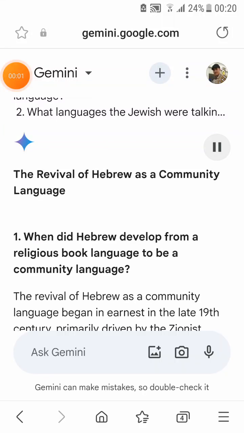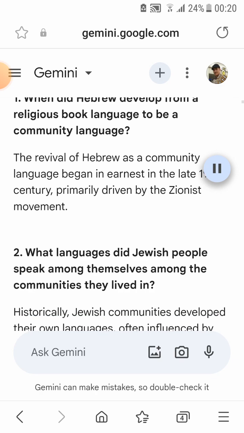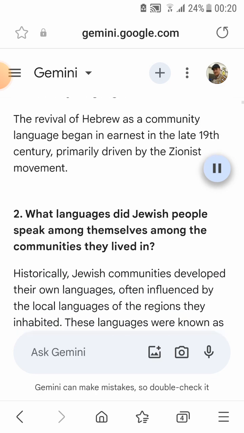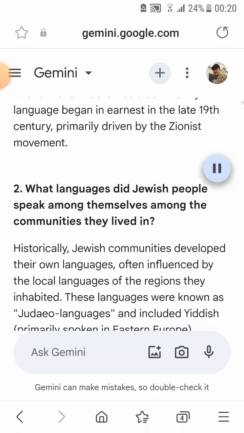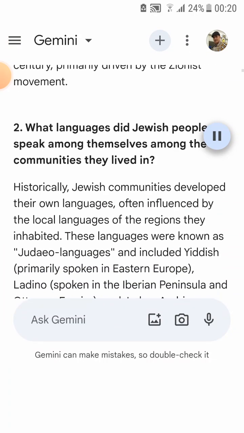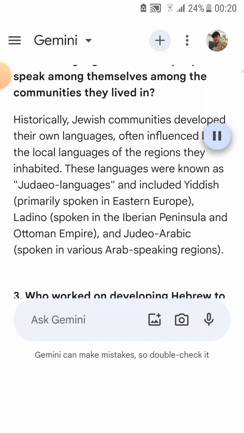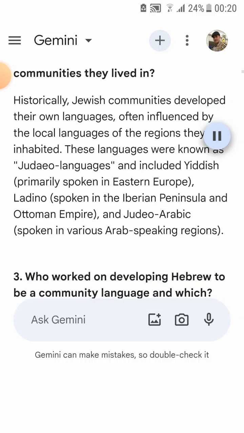The revival of Hebrew as a community language. 1. When did Hebrew develop from a religious book language to be a community language? The revival of Hebrew as a community language began in earnest in the late 19th century, primarily driven by the Zionist movement. 2. What languages did Jewish people speak among themselves among the communities they lived in?